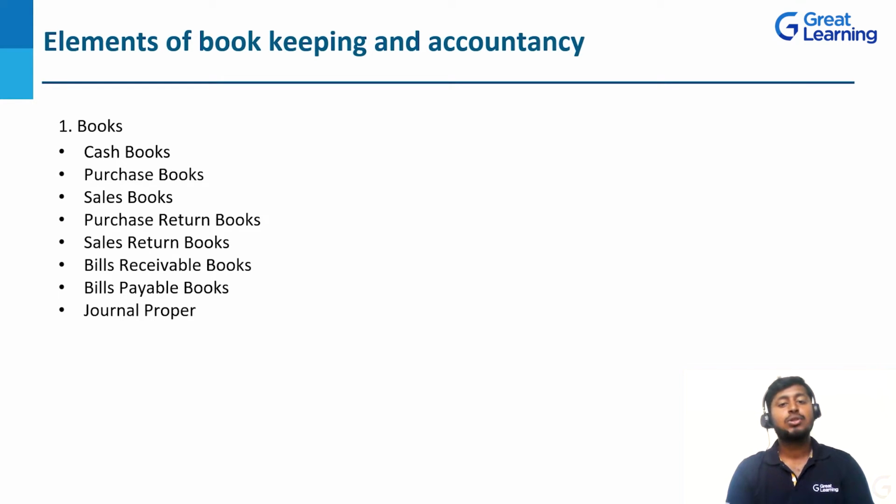First, the cash book. What do they maintain in the cash book? Whatever cash inflow and cash outflow there is, whether cash received by the company or cash paid by the company, all those transactions will be recorded in the cash book. The second one, the purchase book. In the purchase book and the sales book, they specifically maintain only the purchase entries and sales entries.